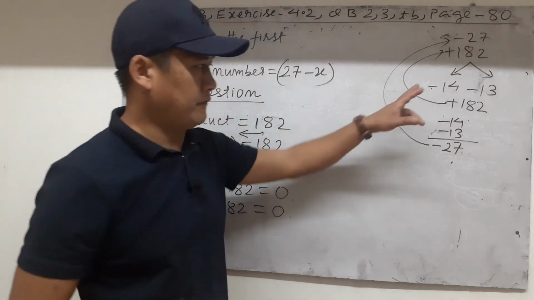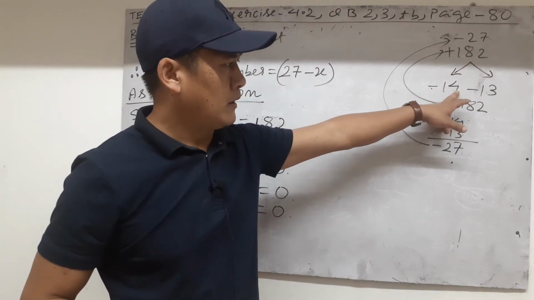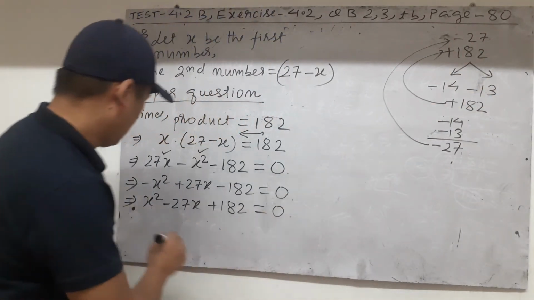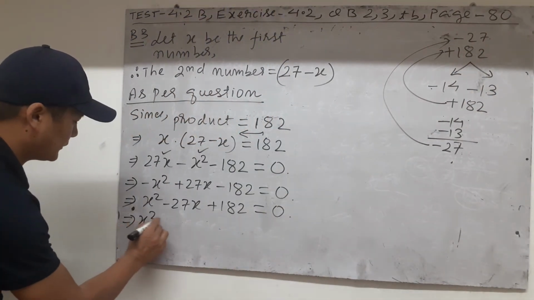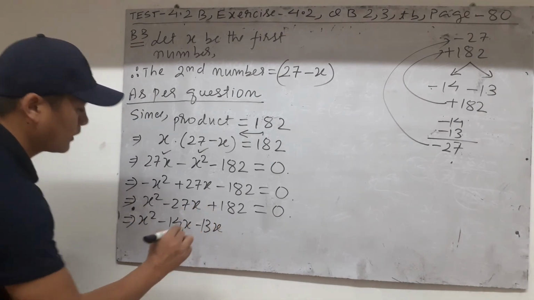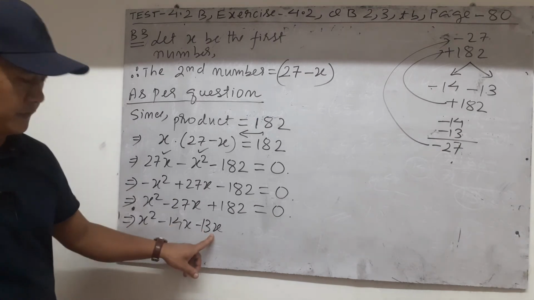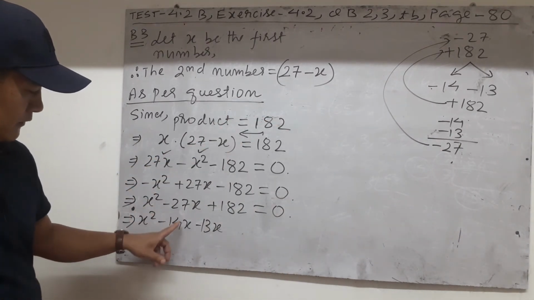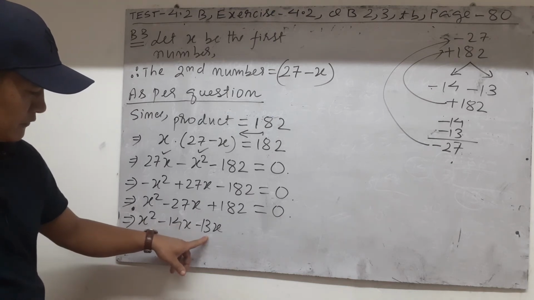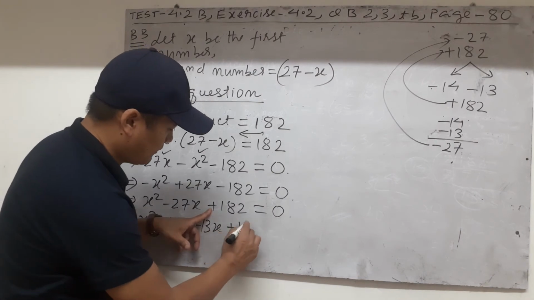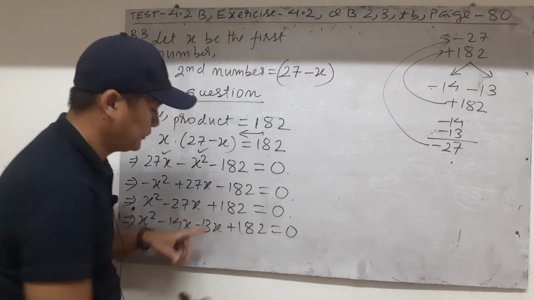So the correct split middle term factors are minus 14x and minus 13x. So we're going to use that. So x squared minus 14x minus 13x, or you can also write minus 13x minus 14x. Which one you want to write first? That's up to you. So minus 27x has been split into minus 14x minus 13x, then plus 182 is equal to 0.